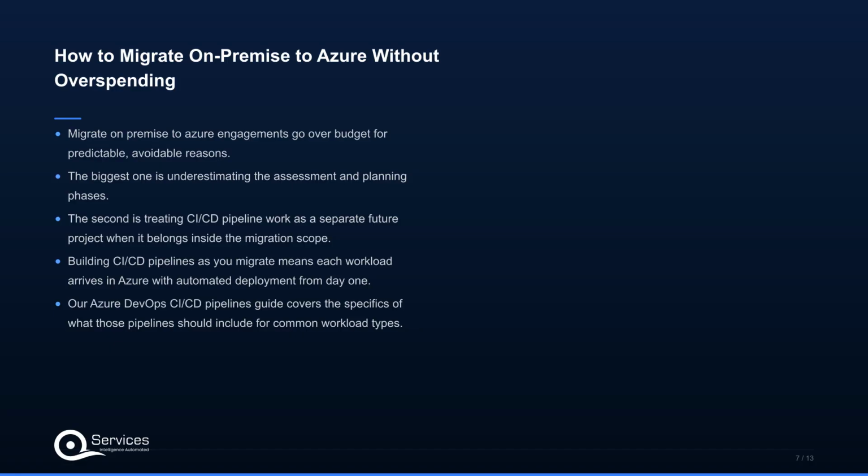The cost for DevOps pipeline setup typically runs $1,500 to $5,000 per application depending on complexity, testing requirements, and whether you're implementing environment-specific deployment gates.